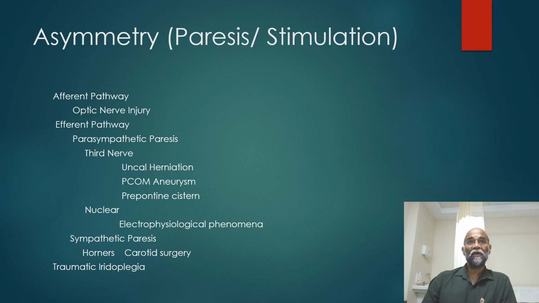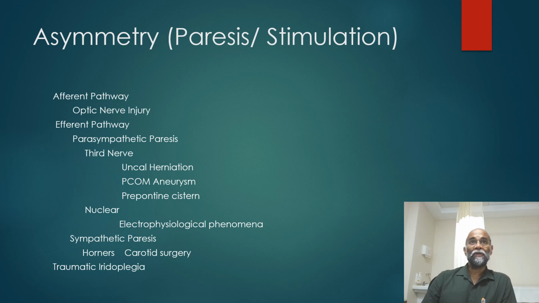Asymmetry can occur because of a defect in the afferent limb of the pupillary light reflex. What is the afferent limb? The visual pathway. So optic nerve injuries, especially in an injury setting, are a common cause of what we call an afferent pupillary defect, which results in a larger pupil on one side.